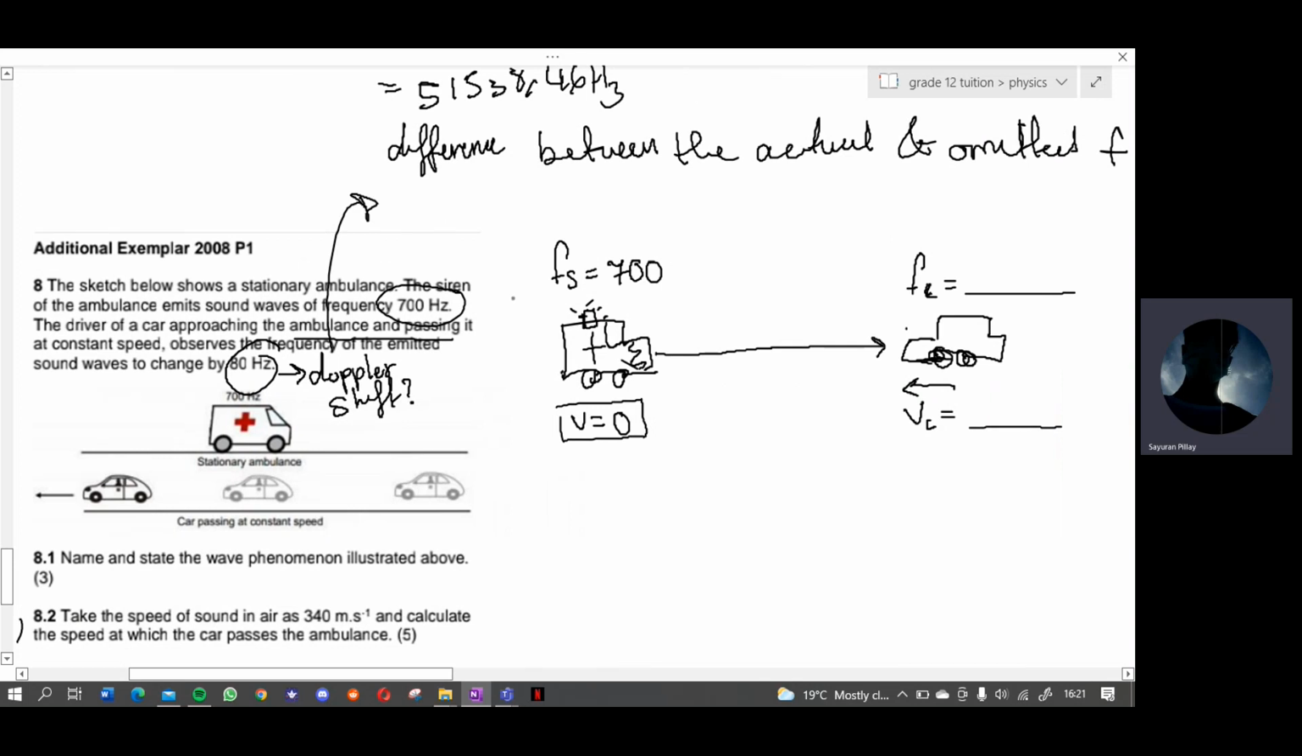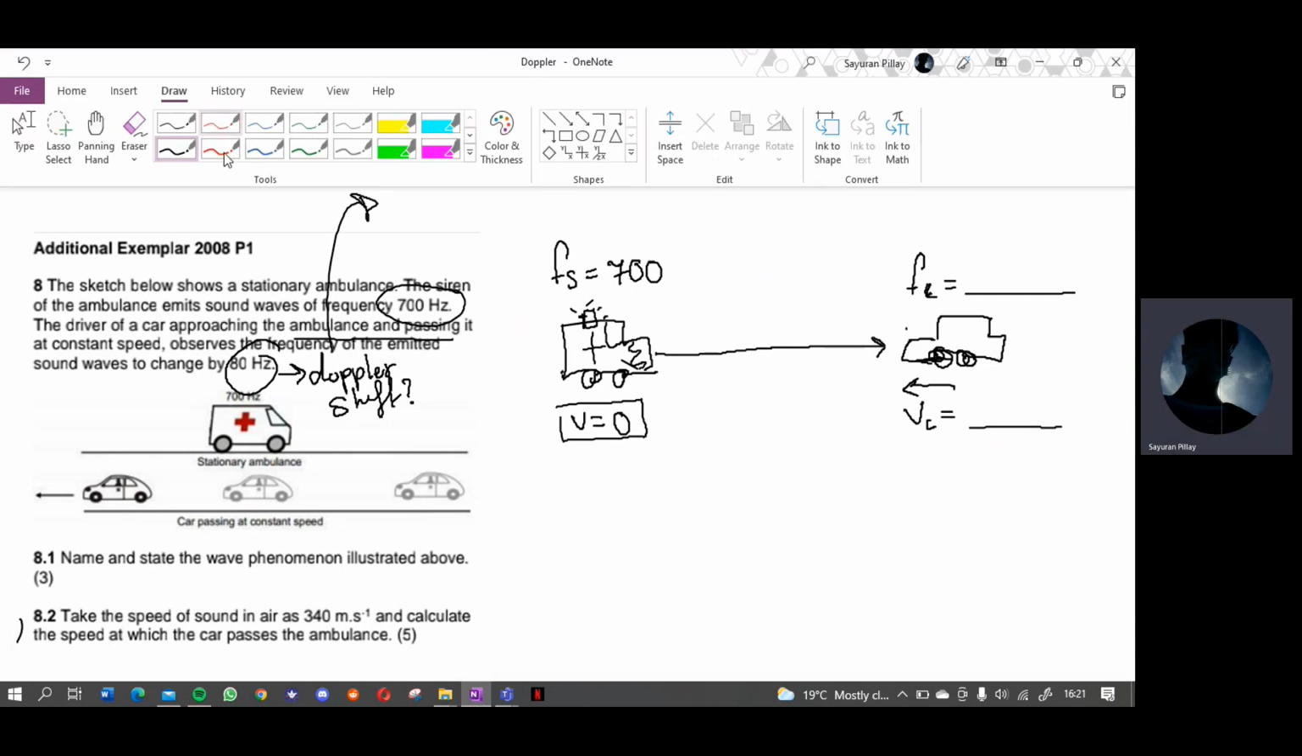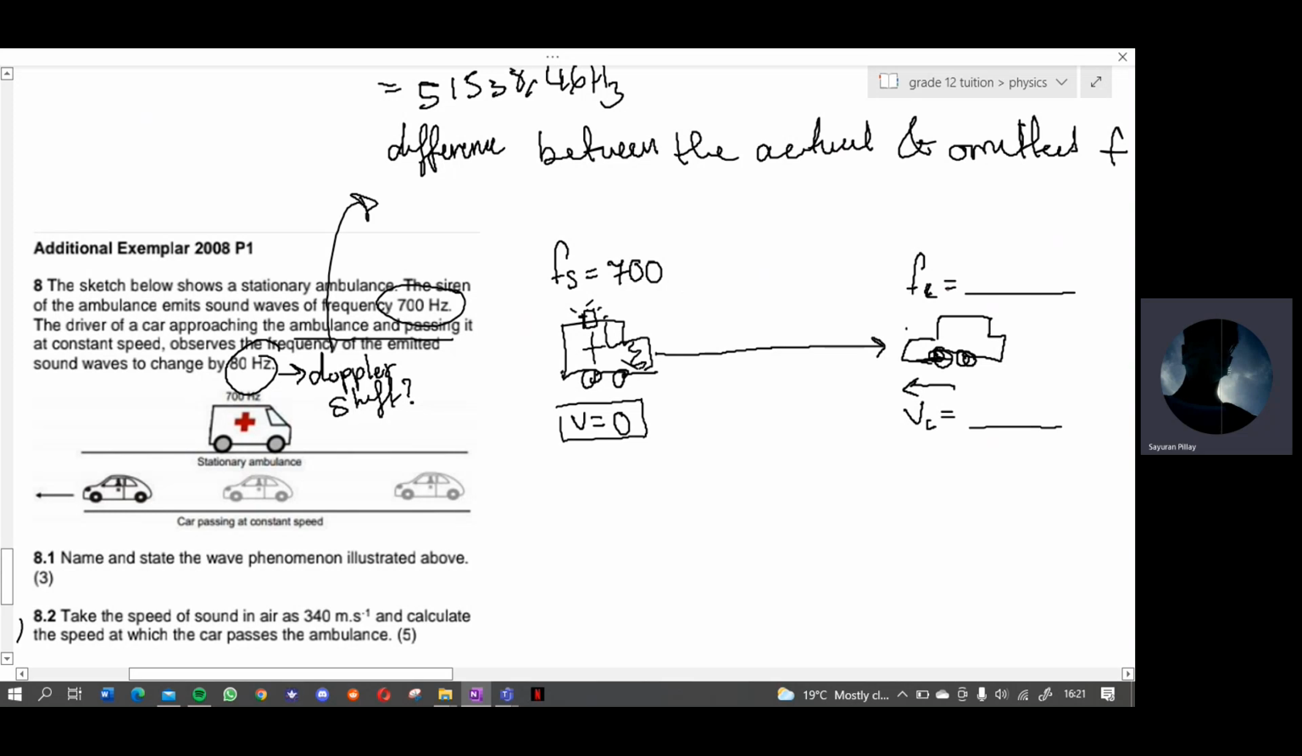So what's going to be the frequency of the listener? What's going to be f of l? That makes it sound like a function, so let's not say f of l, let's say fl. What's going to be fl? Fl is going to be 780. Why? Because my source, right, sorry, is coming closer to the observer.